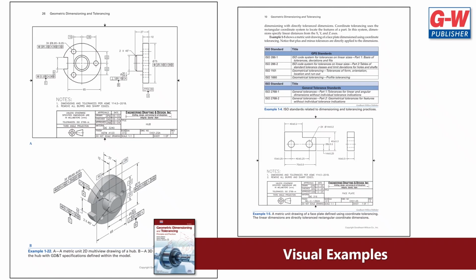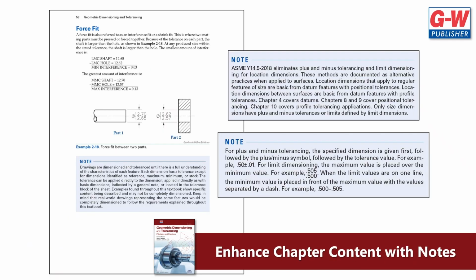Illustrated examples have been designed to clearly and simply communicate the specific topic. The examples correlate the chapter content with graphic illustrations that include 2D orthographic views and 3D model views. Detailed explanations in the examples provide analysis of the content. The notes feature clarify explanations in the text and provide more detailed information about related topics.